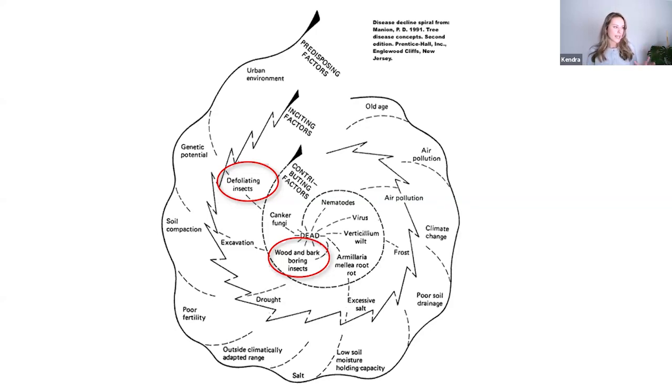Now, it's important to look at this figure, although it does look like something off Dr. Seuss. It's important for us to see that both defoliating and wood and bark boring insects are major factors that are contributing to the decline of urban plants.